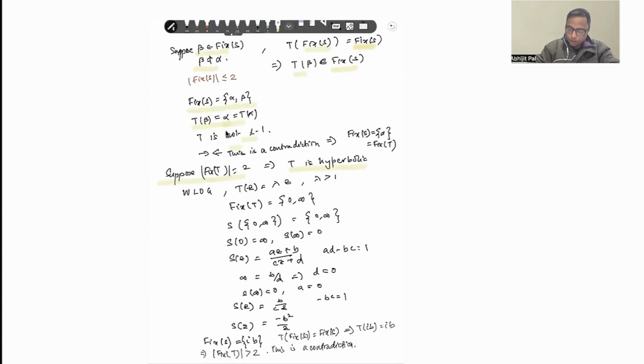So without loss of generality, I can assume this T fixes 0 and infinity, and T is of the form lambda z. Again, I will repeat that. Suppose T is a hyperbolic isometry. So we'll have an axis of this hyperbolic isometry T. I can have some isometry F such that F T F inverse will again be a hyperbolic isometry, and this will fix the imaginary axis. The imaginary axis will be the axis of that conjugate F T F inverse.